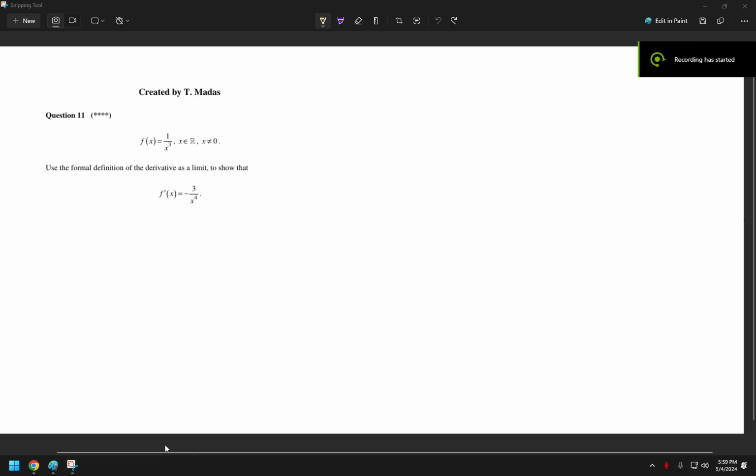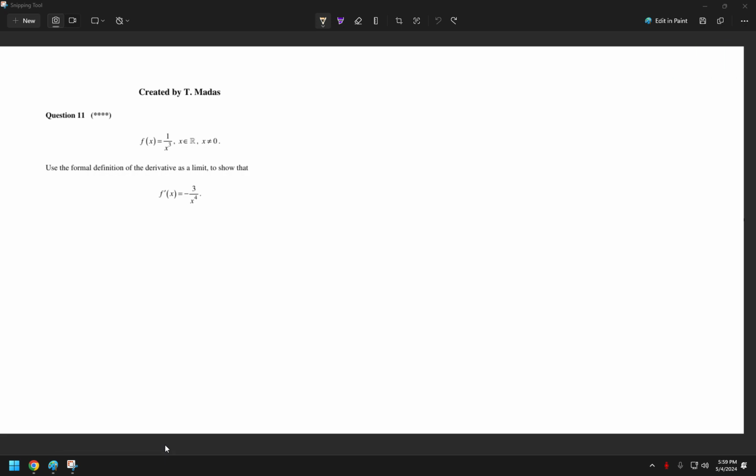Okay, so this is going to be a pretty tricky differentiation from first principles question. It's asking us to differentiate 1 over x cubed minus 3 over x to the power of 4. So let's start off by writing what f of x is. It's given in the question, but we will write it anyway to make it easier.